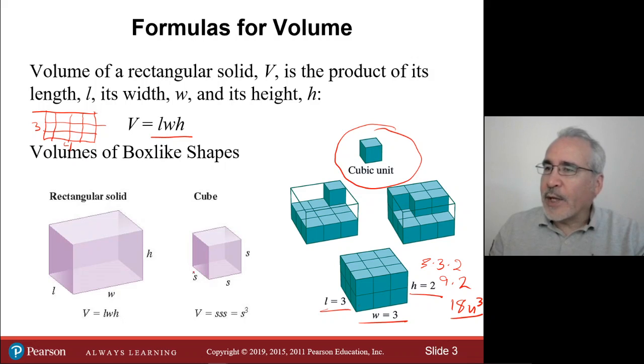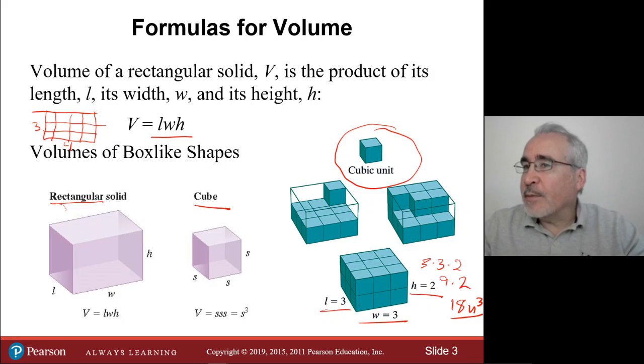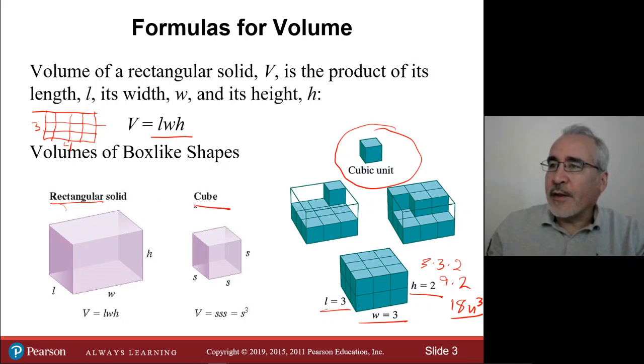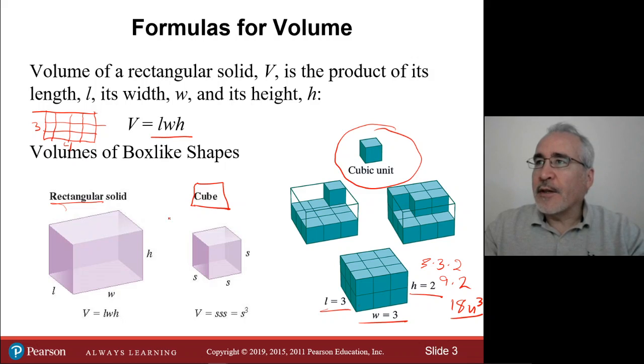A cube has the same length on all sides and the height, and a rectangular solid is a length and a width and a height, and all 3 measurements can be different. 2 could be the same and 1 could be different. That would still be a rectangular solid. But if all 3 are the same, we call that a cube. So the cube is a special case. And that'll be the basis for pretty much all the formulas we're going to use from here. However, we'll throw a few more in here.